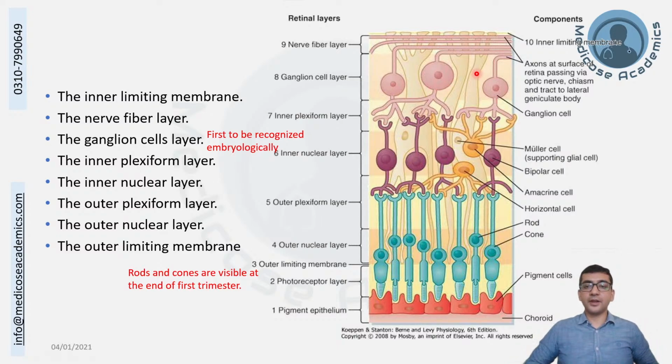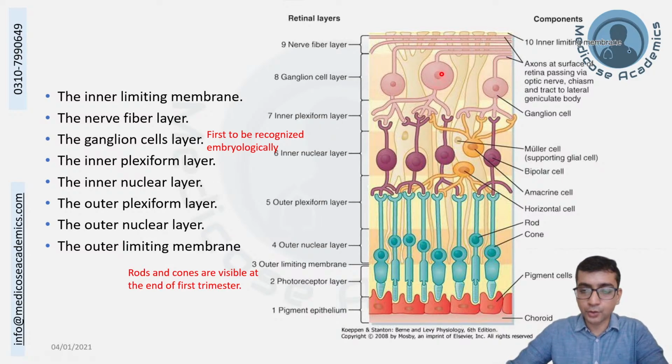And then there is the nerve fiber layer, that is the axons of these ganglion cells, and this is actually the optic nerve that will exit. And just near the vitreous body, it all is limited by the inner limiting membrane. So these are the 10 layers of the retina. We will discuss it in the histology lectures, inshallah.